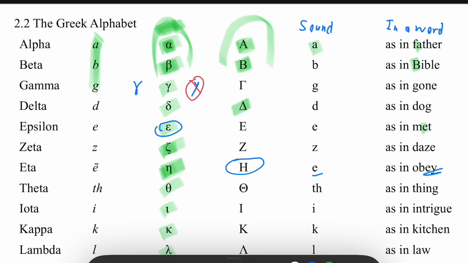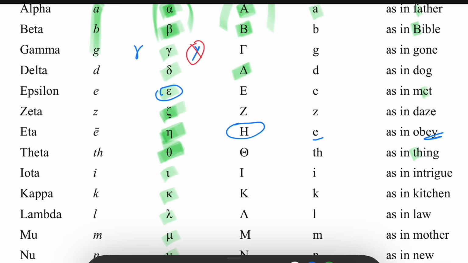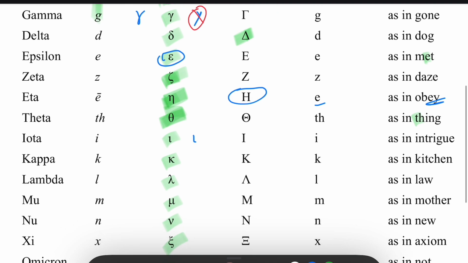And then theta is going to be our TH sound, as in thing. Iota, you're going to draw just a simple line. Do not put a dot on the top of it like our English I. That would not be correct. And the iota has the I sound of intrigue. And actually there's two different versions of it, so it's actually both the I and the E, intrigue. Both can come out in the iota letter.